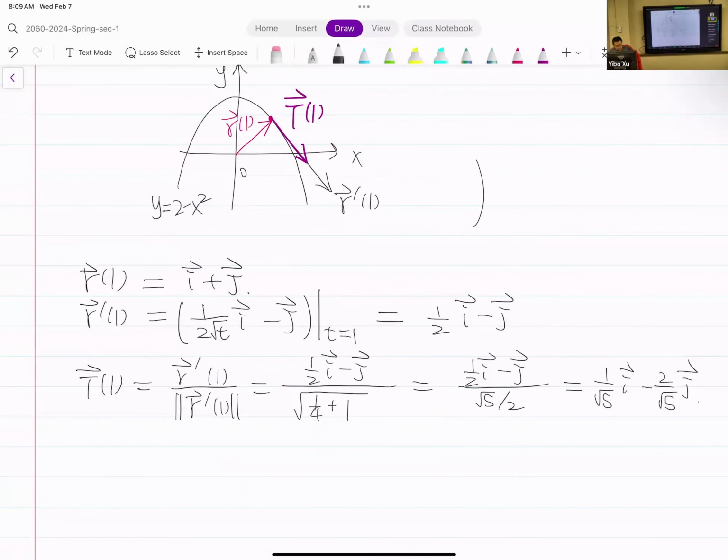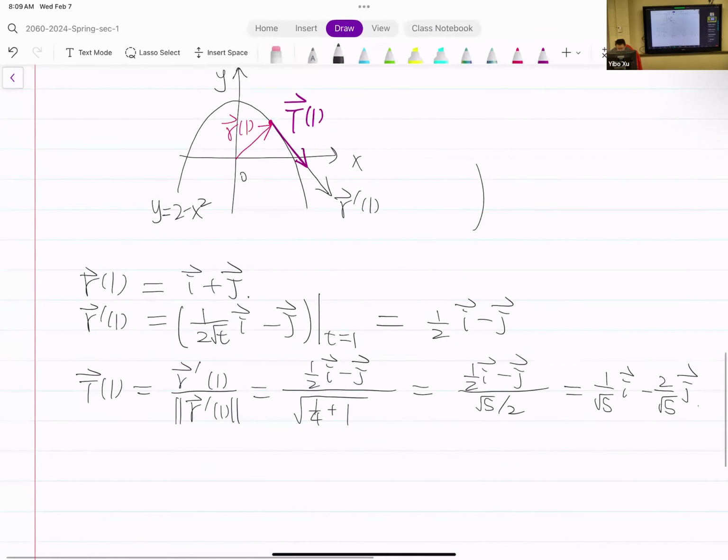And that's it. Any questions so far? So you see, the component-wise derivative is the tangent direction, right? And then normalizing it gives you the unit tangent direction. Okay. That's straightforward. And now, the second derivative.